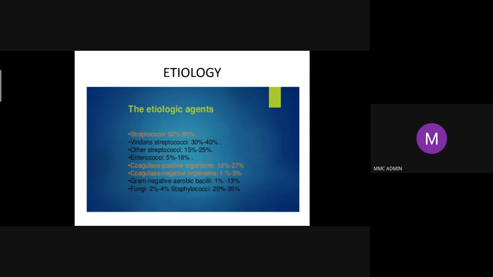Next, the most common etiological agents. The first one is streptococci. Among streptococci, viridans streptococci account for about 30 to 40%. Other streptococci are about 15 to 25%. Next are enterococci, coagulase positive and coagulase negative organisms, and gram-negative aerobic bacilli. Fungi account for about 2 to 4%. Staphylococci are about 20 to 35%. These are the most common etiological agents responsible for causing infective endocarditis.